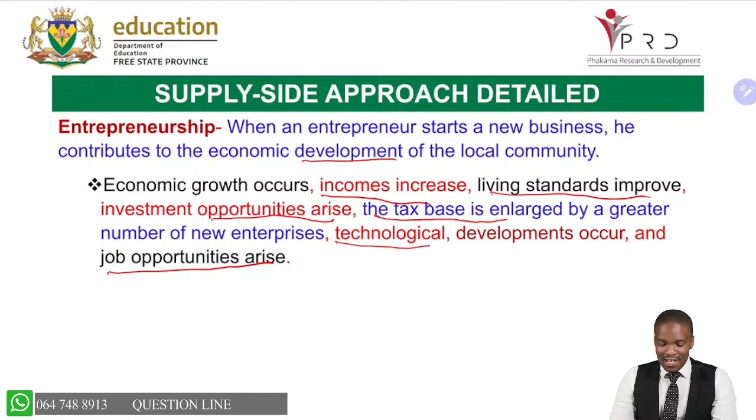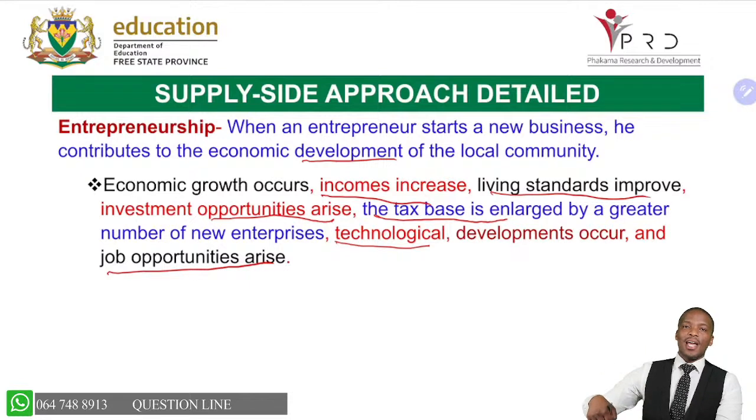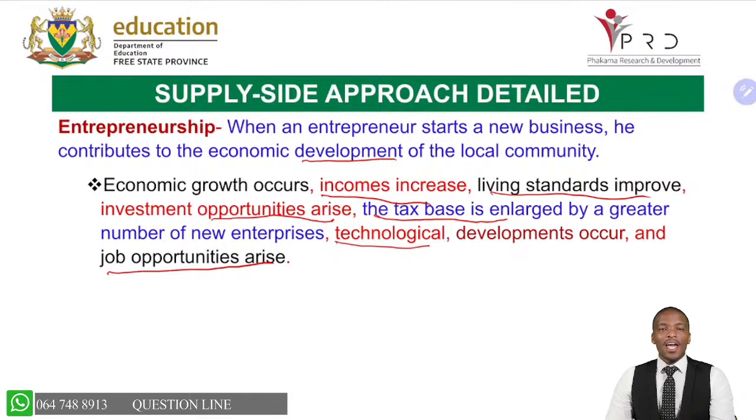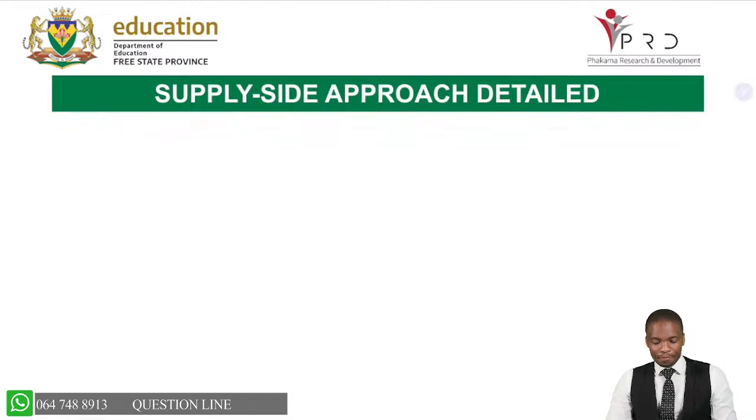When that happens, the standard of living increases. When that happens, the government is able to collect tax that will be used for equity or as redress, income redistribution. Furthermore, more jobs will be created. Full employment is achieved. And when full employment is achieved, we know that that will lead to development in the country.